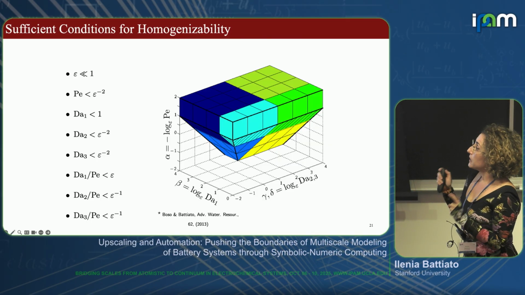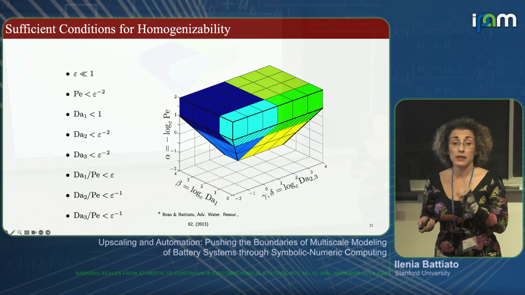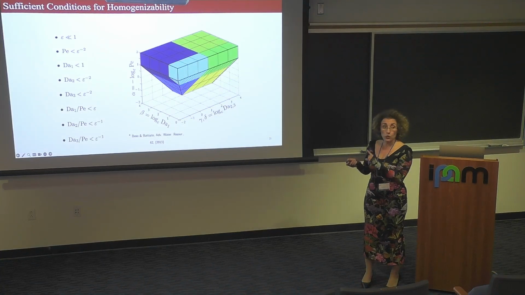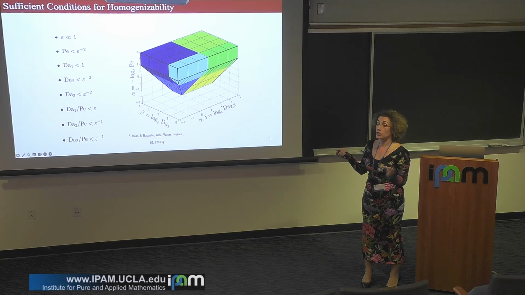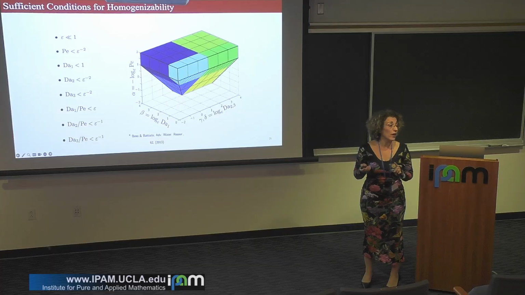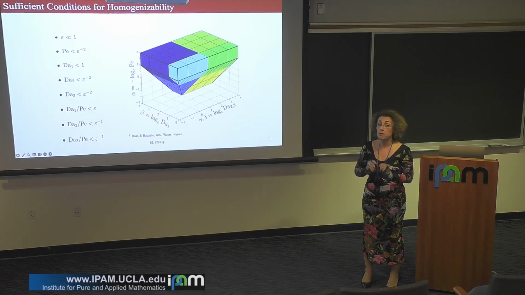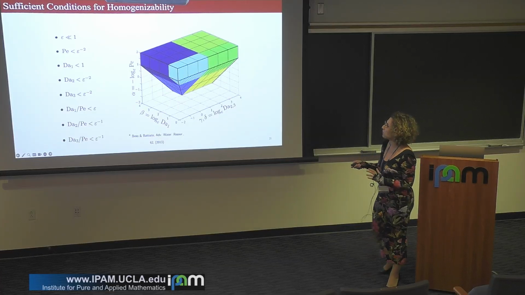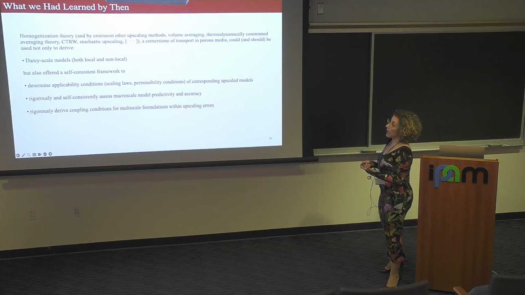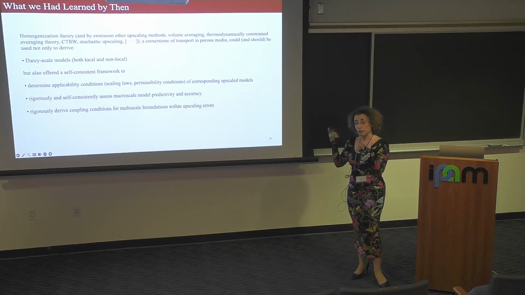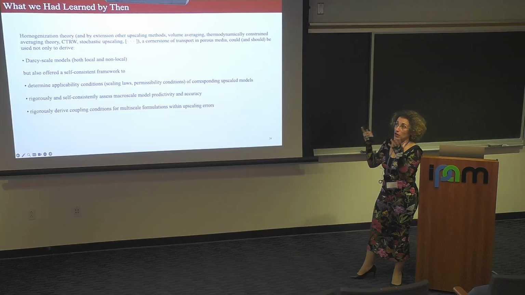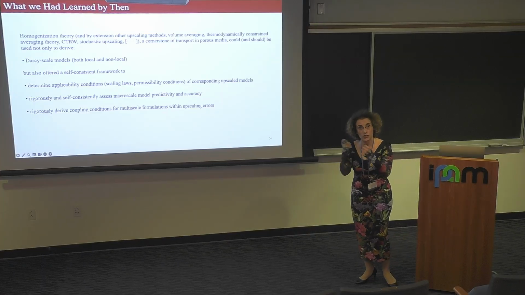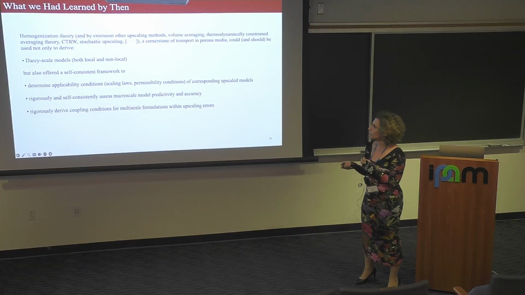Now, these conditions are only sufficient, but not necessary. So what you know is that if you're inside here, the model has to work. But if you're outside here, you don't know whether the model will work. It might, but it might not, okay? So that's how you get, essentially, from the derivation, the applicability conditions associated to each particular model.